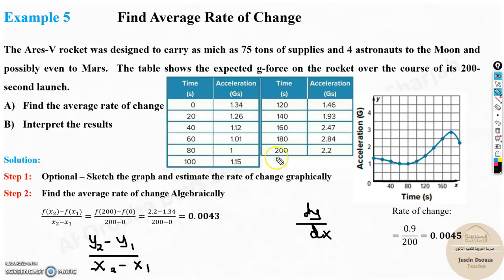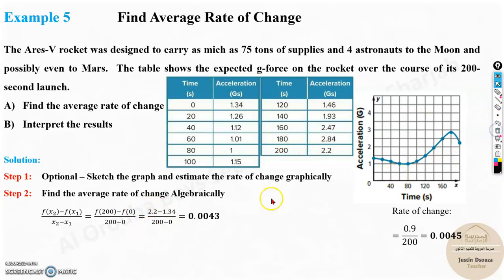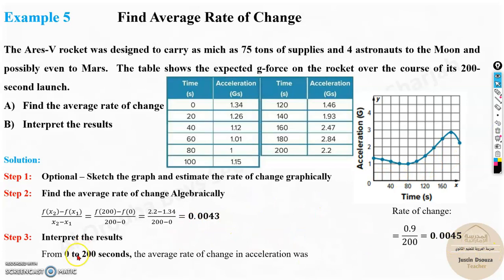Now, what is the y2 value? It's 2.2 minus y1, 1.34. X and y, isn't it? So, divided by x2, which is 200, minus 0. Now, you will get 0.0043. It's almost similar. So, interpret the results.